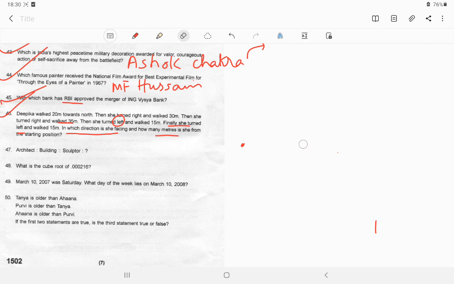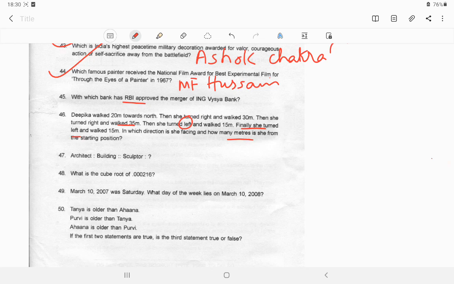So it is 45 meters around the north face. The architect made the sculpture or statue on the building.